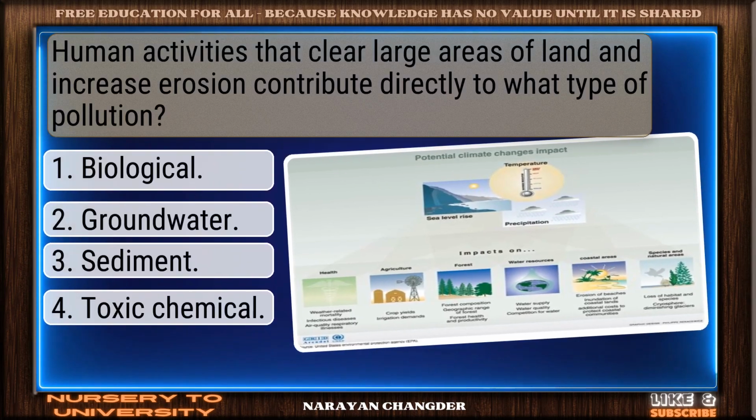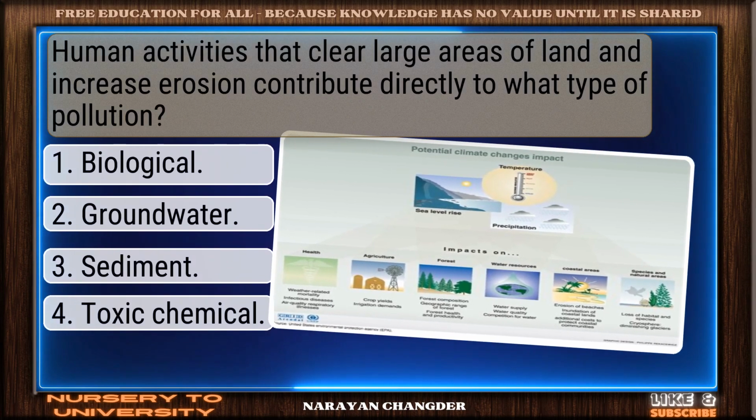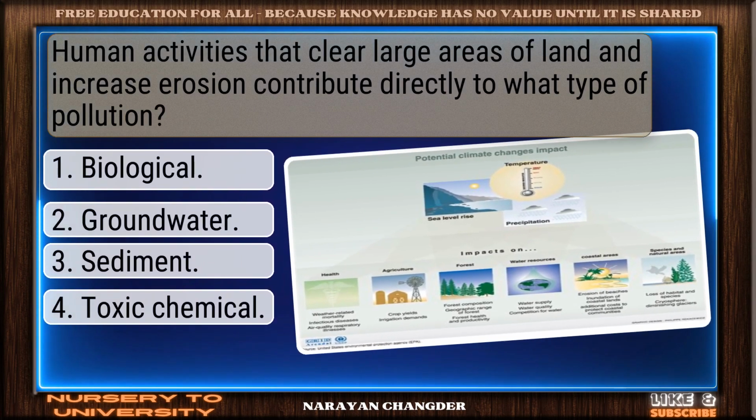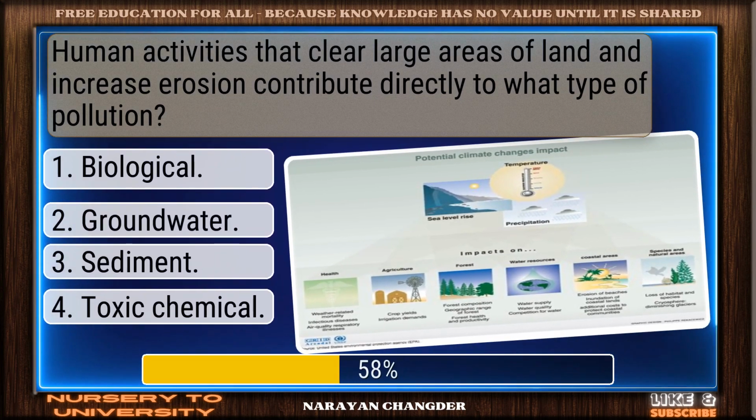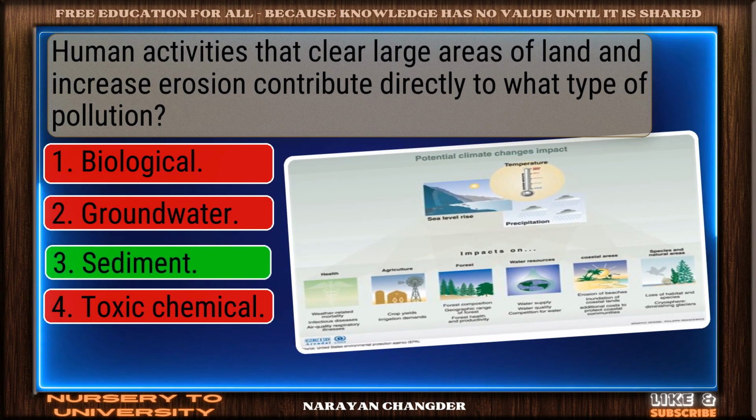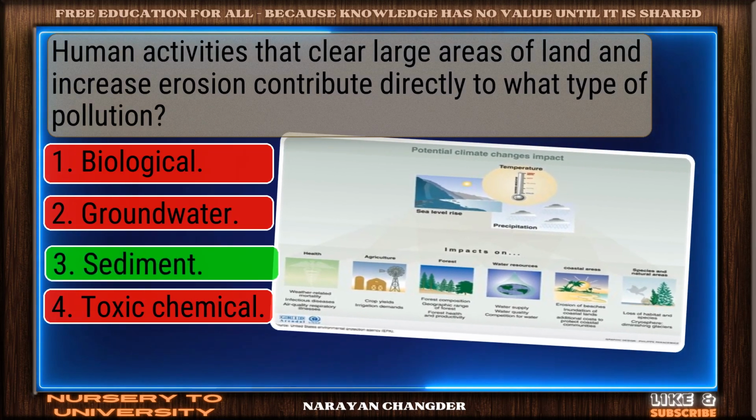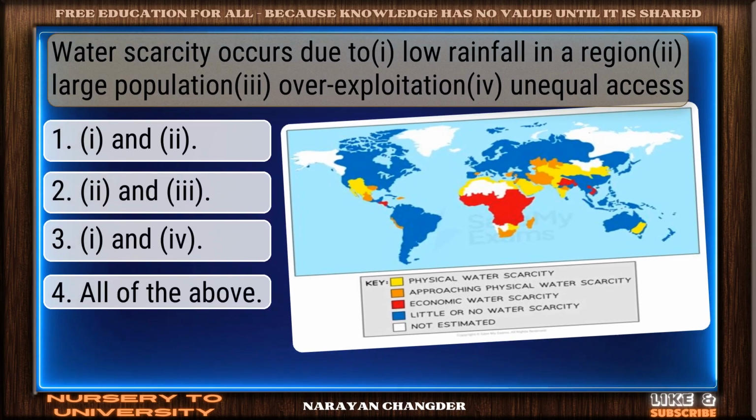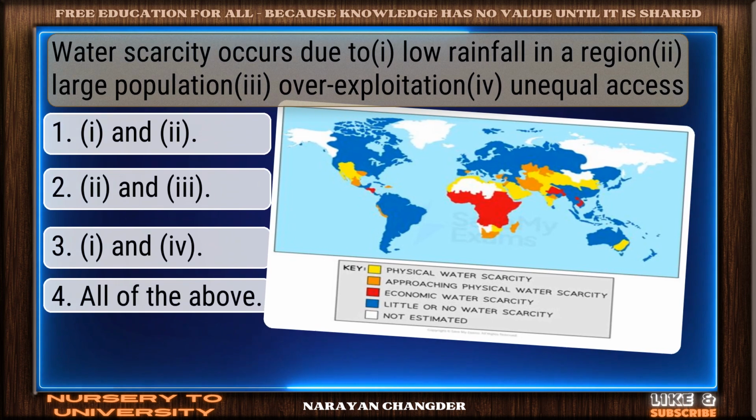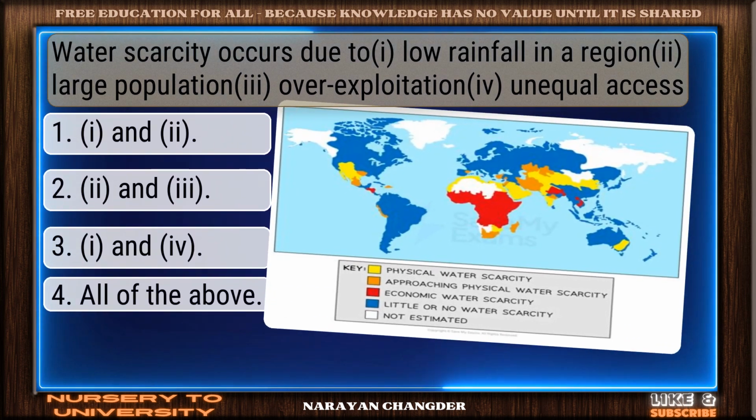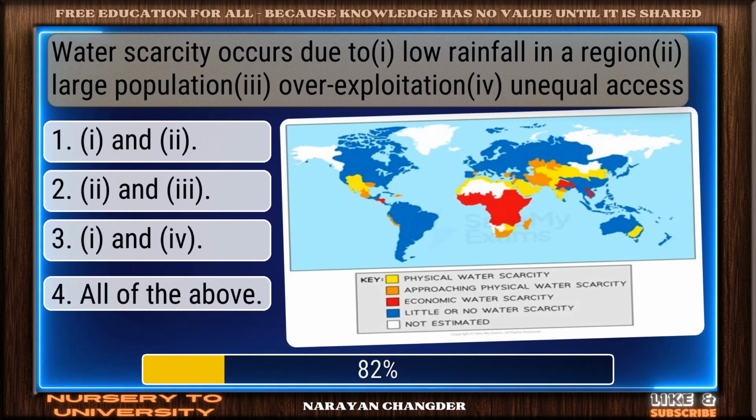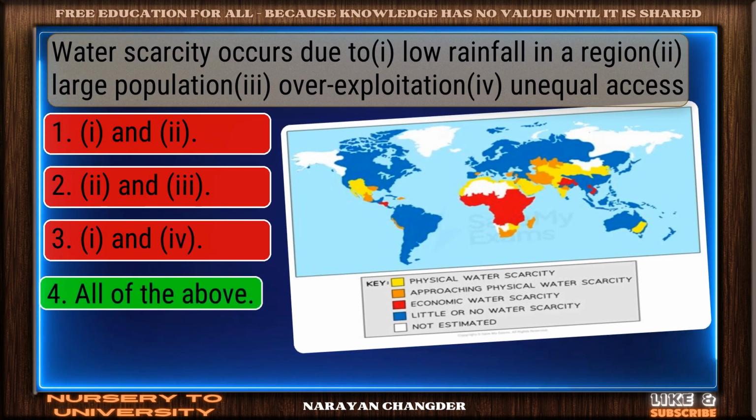Human activities that clear large areas of land and increase erosion contribute directly to what type of pollution? Correct response. Sediment is accurate. Water scarcity occurs due to low rainfall in a region, large population, overexploitation, unequal access. You chose all of the above?